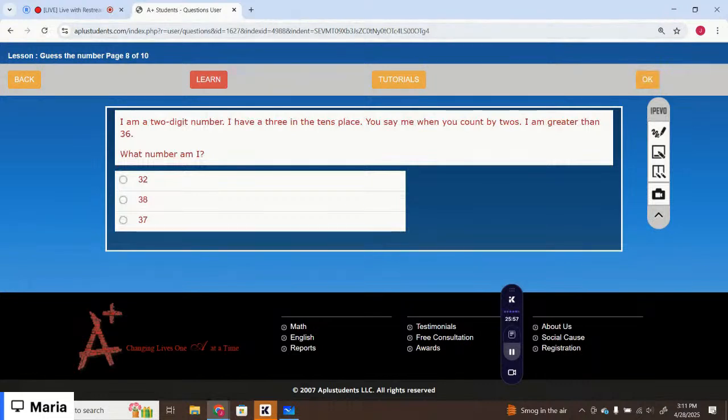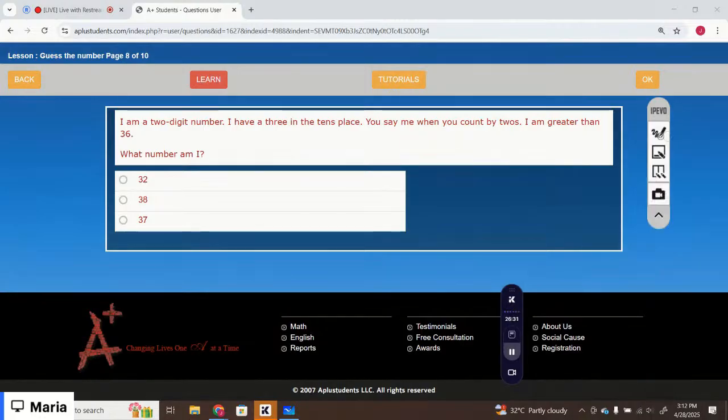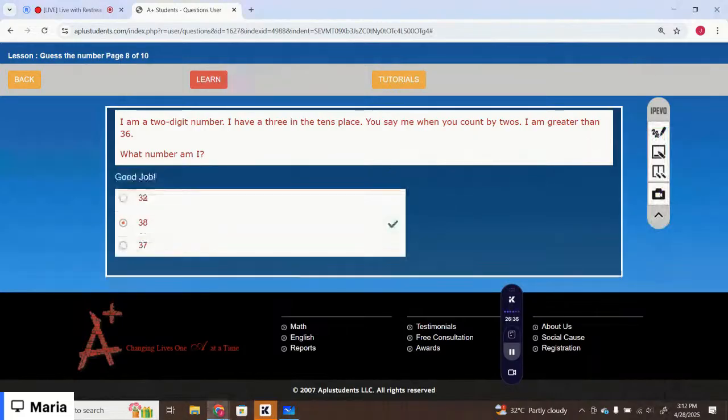I'm a two-digit number. I have a 3 in the tens place. You say me when you count by twos. I'm greater than 36. I have a 3 in the tens place, right? You say me when you count by twos. I am greater than 36. So which number is it? That is 38 because when you count by two, you can say 38 but not 37. So option number one is the correct option. That is 38.